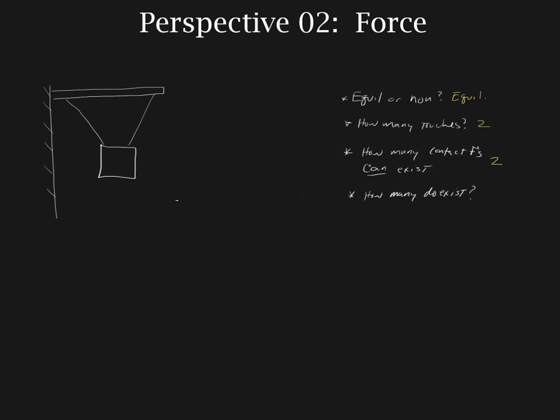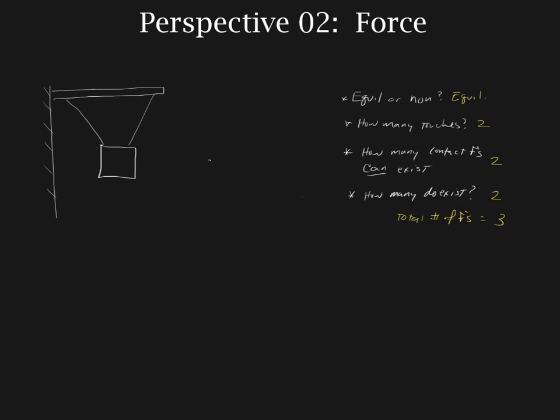Now, how many forces do exist? How many total forces exist? Or I should say, how many contact forces actually do exist? And the number of contact forces is equal to 2. The total number of forces is going to be equal to 3. And that's because we always have the one non-contact force, which is gravity.